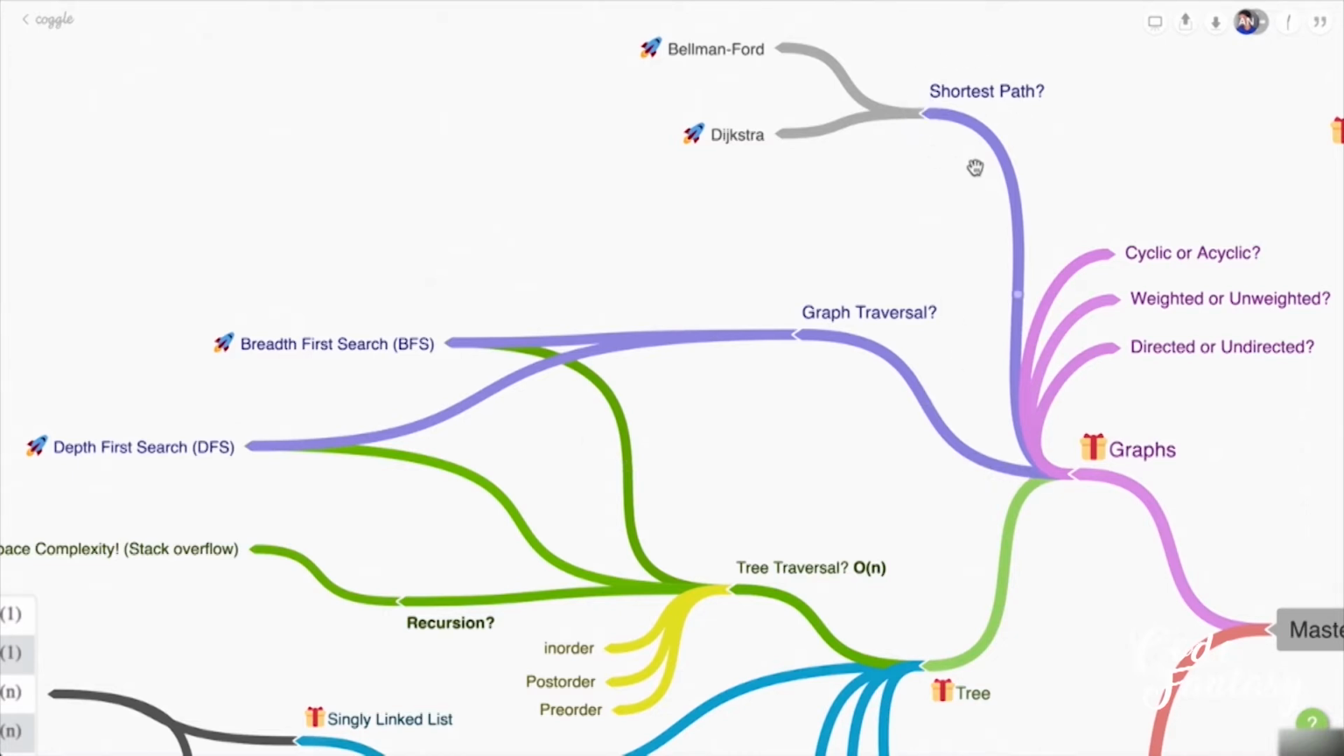Now, in an interview, you're most likely not going to implement these algorithms because they're extremely complicated and they take a long time. However, an interviewer might expect you to know about them and know that you'd use Bellman-Ford or Dijkstra's algorithm to figure out a shortest path problem.